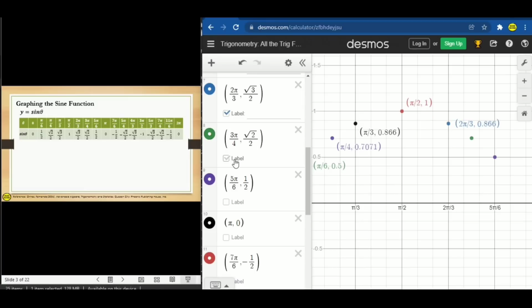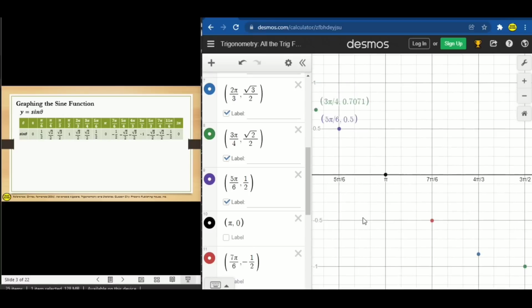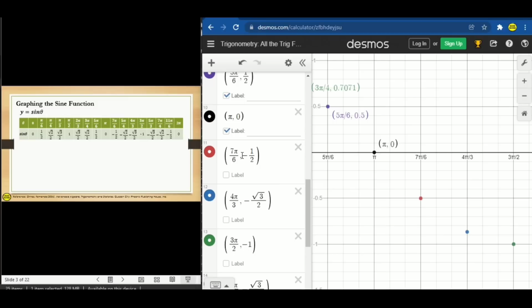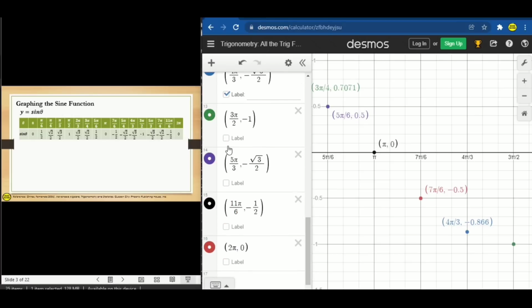Next, 3 pi over 4. Then square root of 2 over 2. And 5 pi over 6, then 1/2. Okay, so i-move natin para makita nyo pa yung iba. So next is pi 0. Ito yun, yung black. And then 7 pi over 6 in negative 1/2. Then 4 pi over 3, negative square root of 3 over 2. So ito yan.